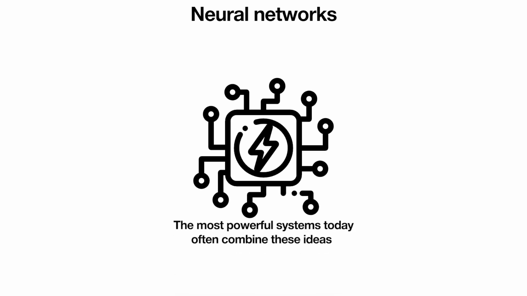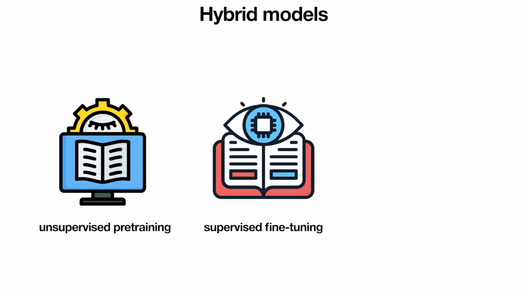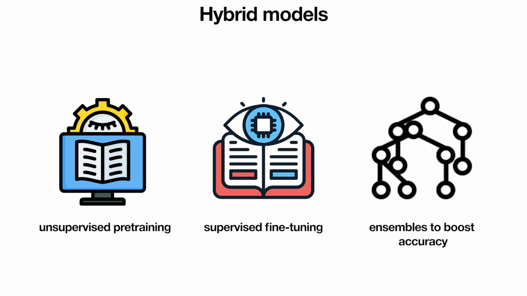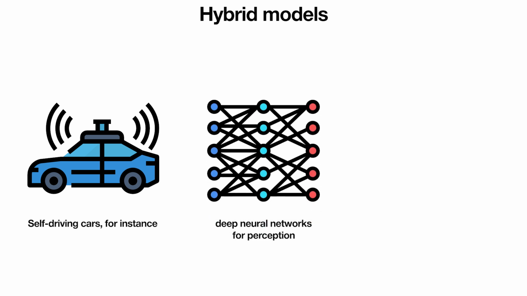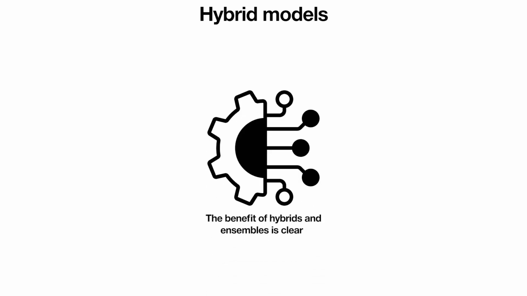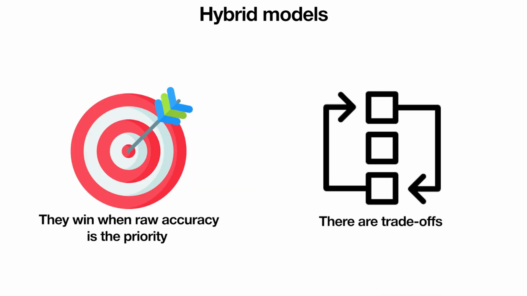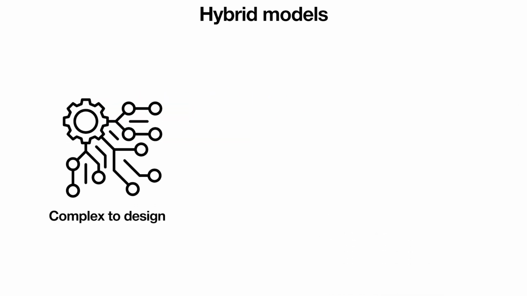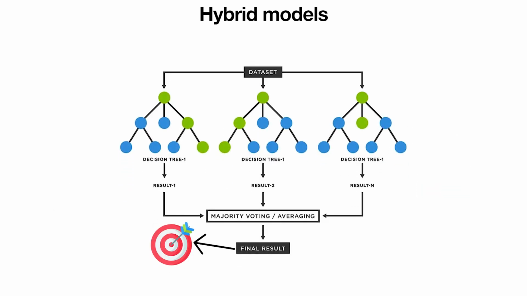The most powerful systems today often combine these ideas. Hybrid models might start with unsupervised pre-training, add supervised fine-tuning, and then use ensembles to boost accuracy. Self-driving cars, for instance, use deep neural networks for perception, but ensemble methods for decision-making. The benefit of hybrids and ensembles is clear. They win when raw accuracy is the priority, but there are trade-offs. They can be complex to design, slow to train, and difficult to interpret. A random forest may give high accuracy, but it won't tell you the simple why behind a prediction.